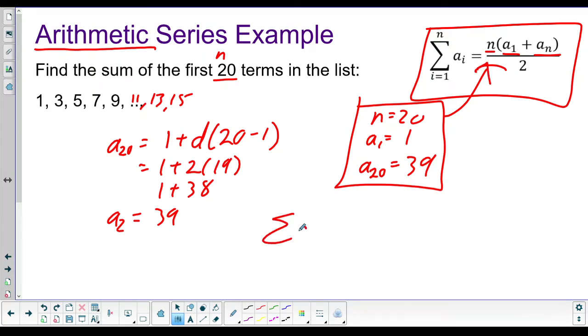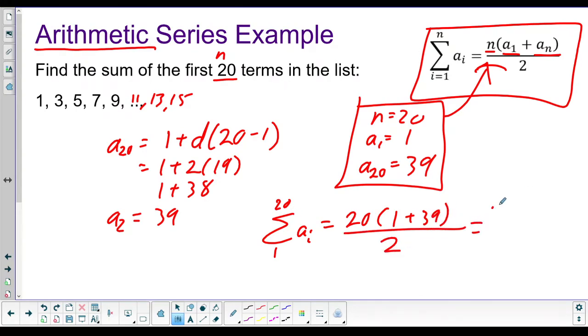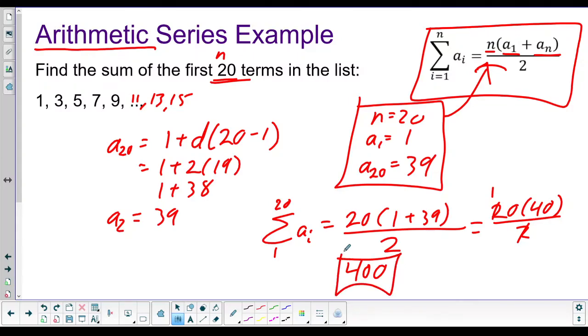So the sum of all 20 terms here is 20 times 1 plus 39 over 2. So this is 20 times 40 over 2. 2 and 20 reduce, so this will be 10, and 10 times 40 is 400. So if you add up all the odd numbers for the first 20 of them, you get 400. Cool. That's pretty neat. All right, so not too bad.